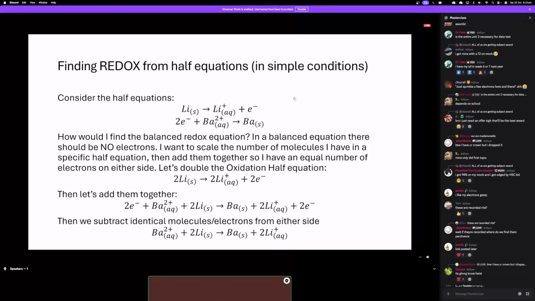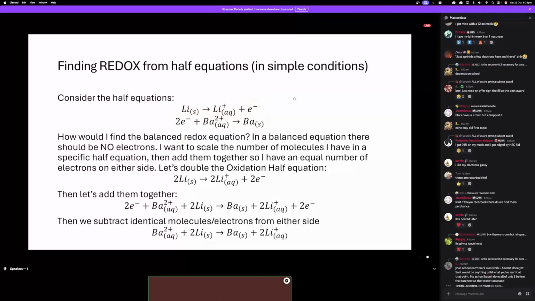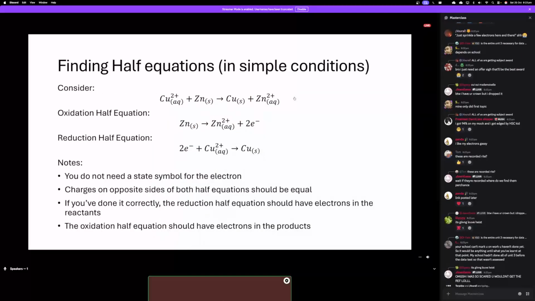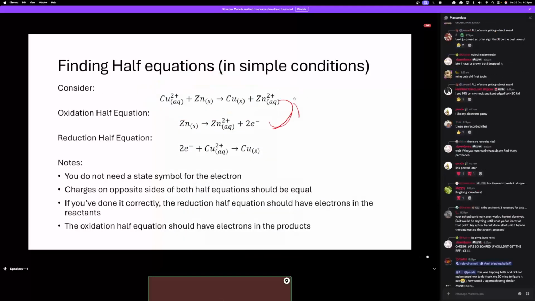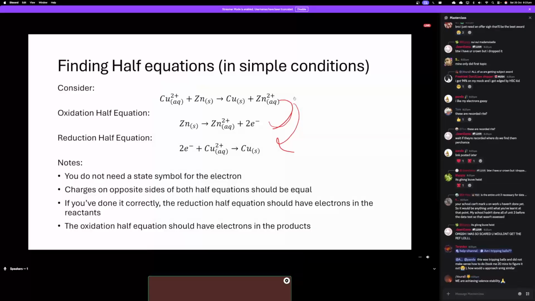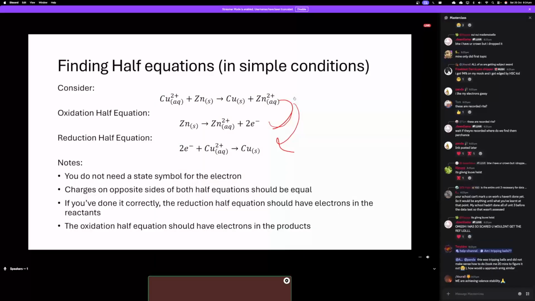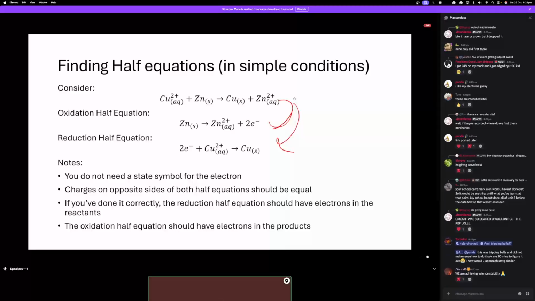So same thing. This is another case. This is lithium and barium. This is 1 electron, this is 2 electrons. Here we were looking at if I have one equation, I want to find the half equations, right? This is starting with an equation, we want to find the half equations.